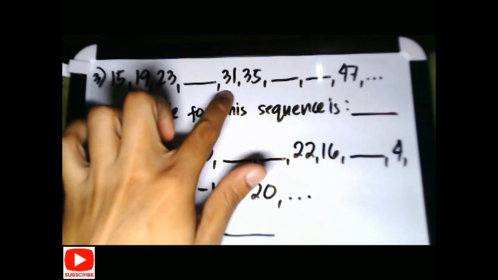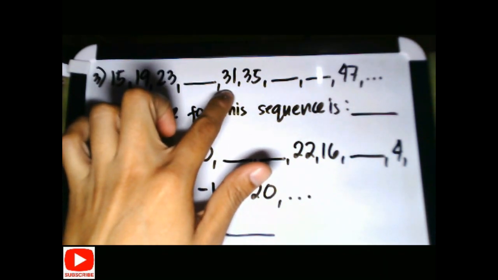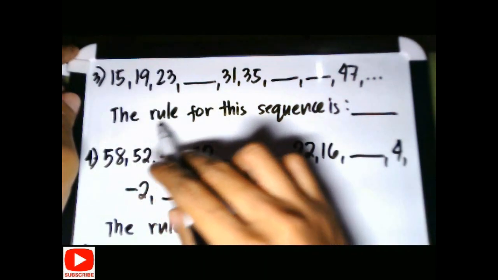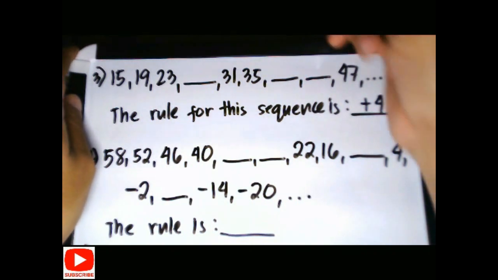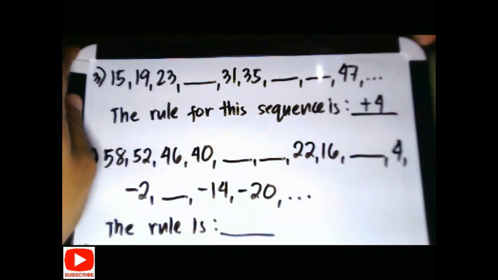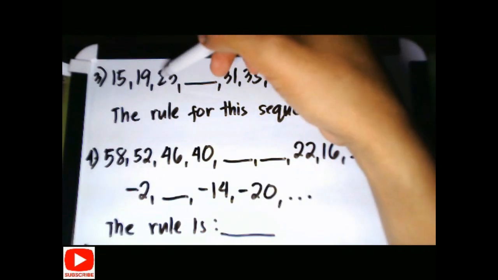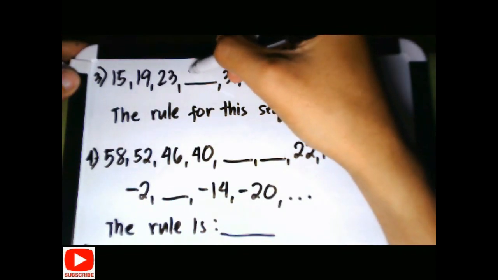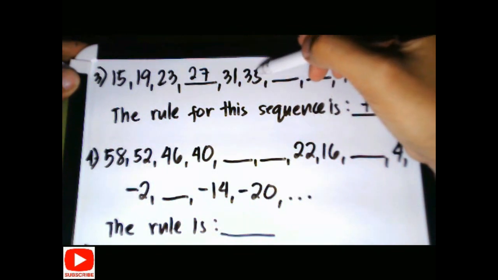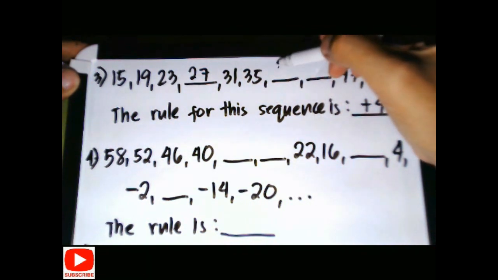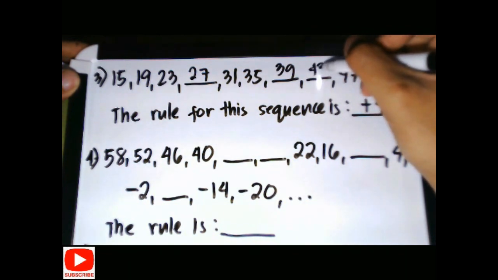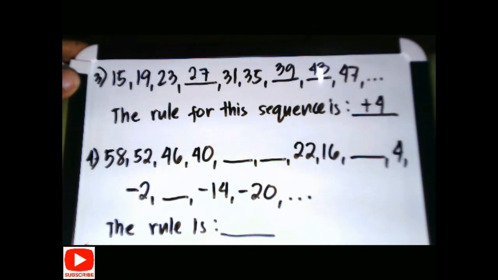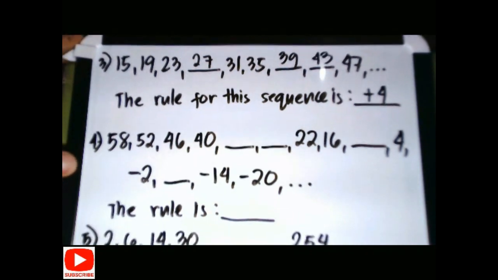So that means in here, 31 plus 4, that's 35. So the rule for this sequence is plus 4. So by continuing the pattern, 23 plus 4, that is 27. 35 plus 4, that is 39. And 39 plus 4, that is 43. So far, so good. So how about trying number 4?